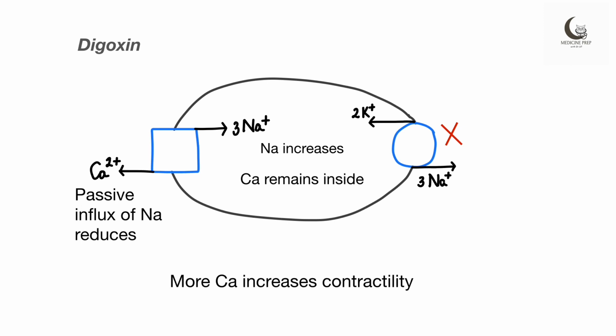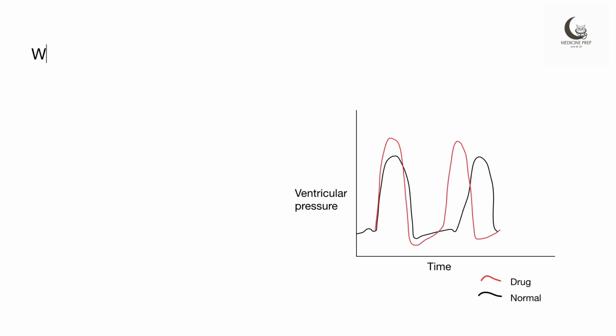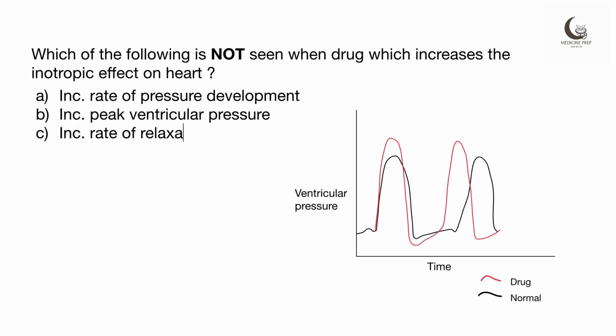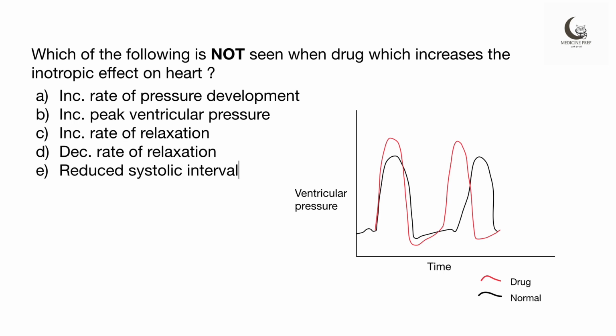So if you have understood these concepts, you should be able to answer this very simple MCQ. A drug which has a positive inotropic effect on the heart. Which of the following is not expected? Here are your options and this here is your graph. Please pause and try to answer the question.